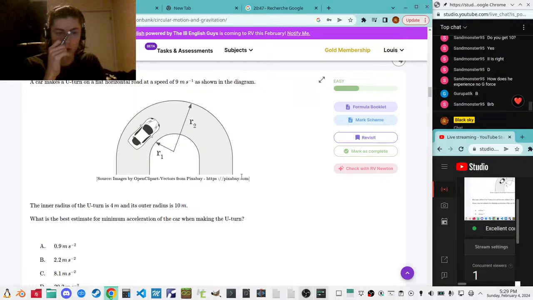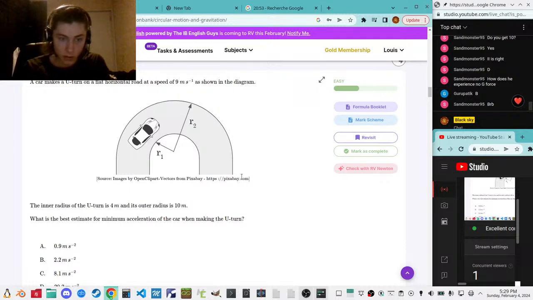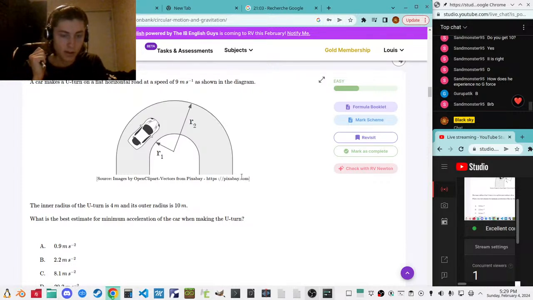Flat horizontal road at a speed. Okay, so we have v divided by r. Do we know the size? Do we just have to use 10? That's not realistic. That's not realistic. If we use 10.